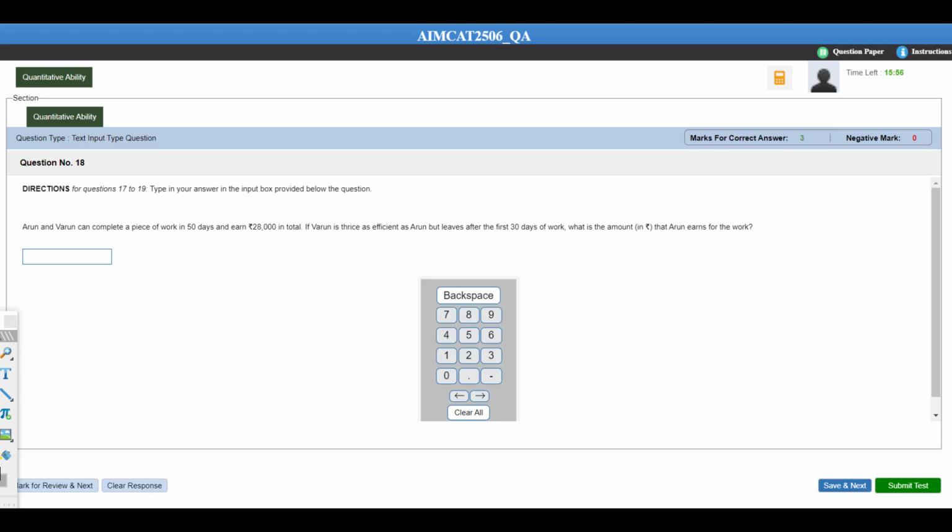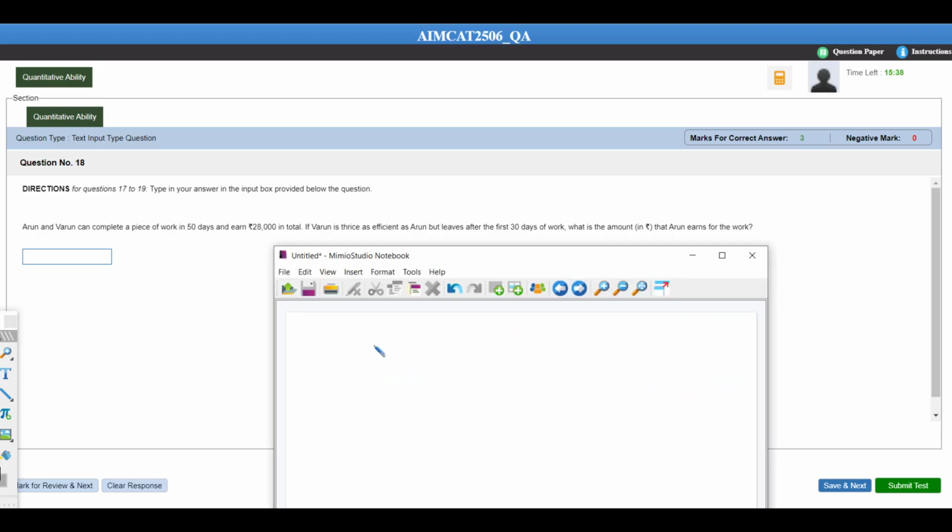After this, Varun and Arun can complete a piece of work in 50 days and earn 20,000 in total. If Varun is thrice as efficient but leaves after the first 30 days, what is the amount? Look, efficiency is nothing but per day work. Varun is 3 times as efficient as Arun. If per day work of Arun is 1, per day work of Varun is equal to 3.